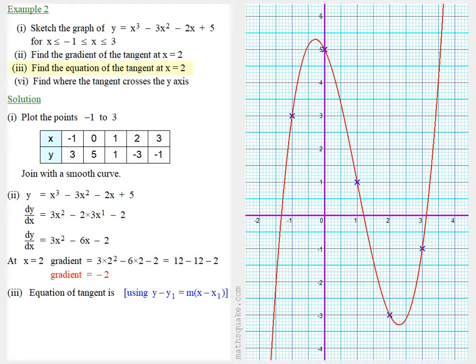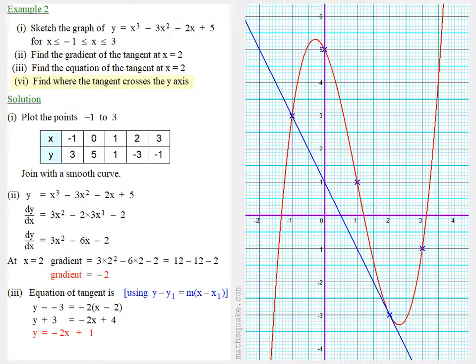Now to find the equation of the tangent, we can use the formula y minus y1 equals m into x minus x1, where x equals 2, y equals minus 3, and m is equal to minus 2. So y take away minus 3 equals minus 2 times x minus 2. Expanding the brackets, we've got y plus 3 equals minus 2x plus 4, or y equals minus 2x plus 1. And we can plot the line y equals minus 2x plus 1.